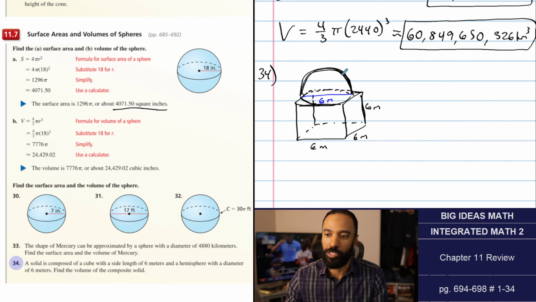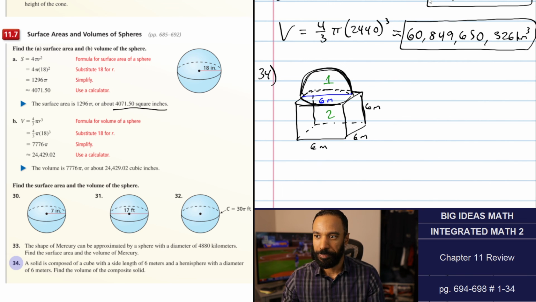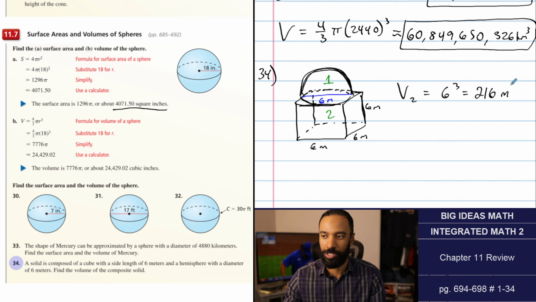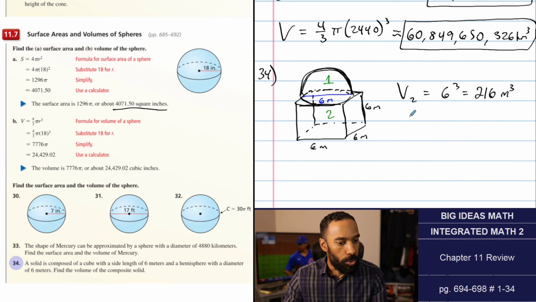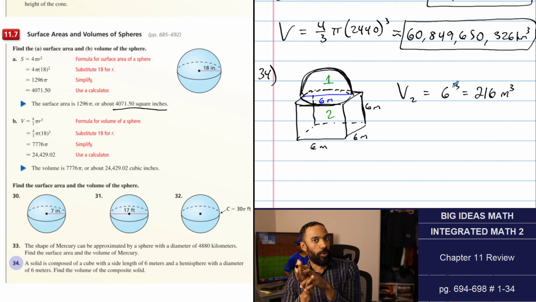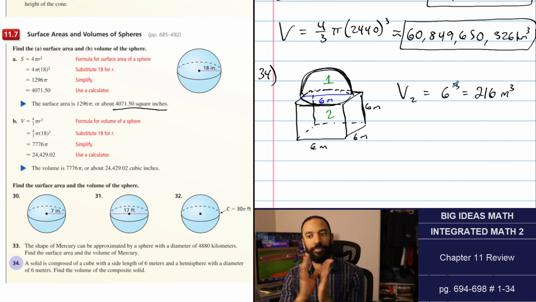So the volume of the composite solid, listen, there are two figures. There's figure 1 and figure 2, whatever you want to call it. I'm going to find the volume of figure 2 first. That's 6 cubed, which is 216 cubic meters, straight up. Oh, do we need just the volume? Okay. If we were talking about surface area, which actually, never mind. Surface area would be a lot to talk about. I'm not going to talk about it.